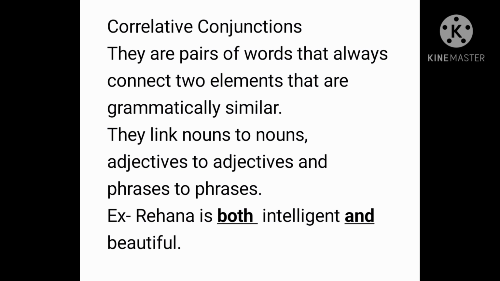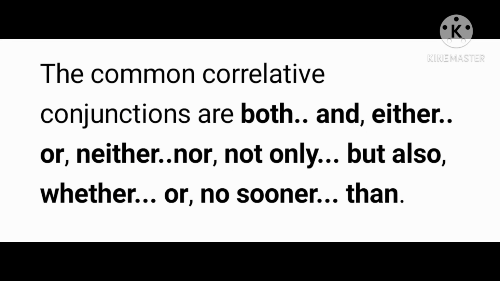Now it means that they link noun to noun, adjective to adjective, and phrases to phrases. Let's take a look at this example. Rihanna is both intelligent and beautiful. Now a pair is used here, correlative conjunctions, both and, and they are connecting intelligent and beautiful, right? Intelligent, beautiful, both are what? Adjectives. The correlative conjunctions that are commonly used are both and, either or, neither nor, not only but also, whether or, and no sooner than. It would become clearer once we discuss the given book exercises.